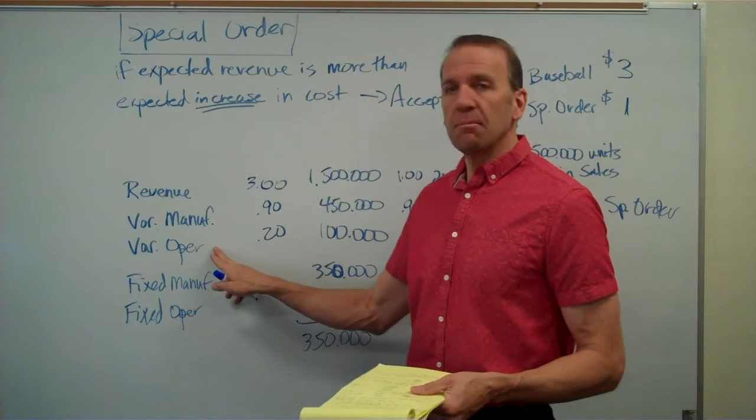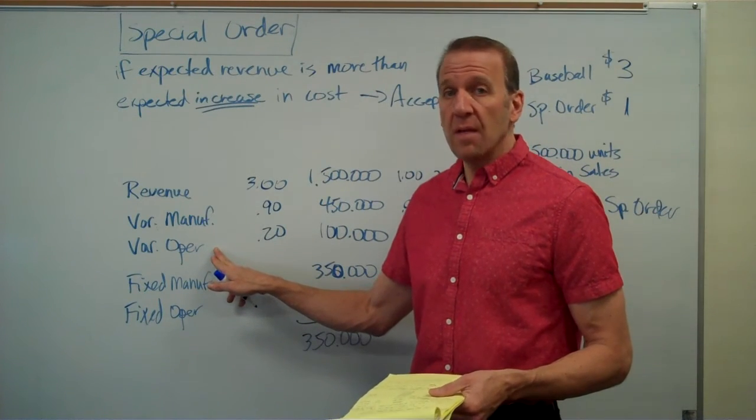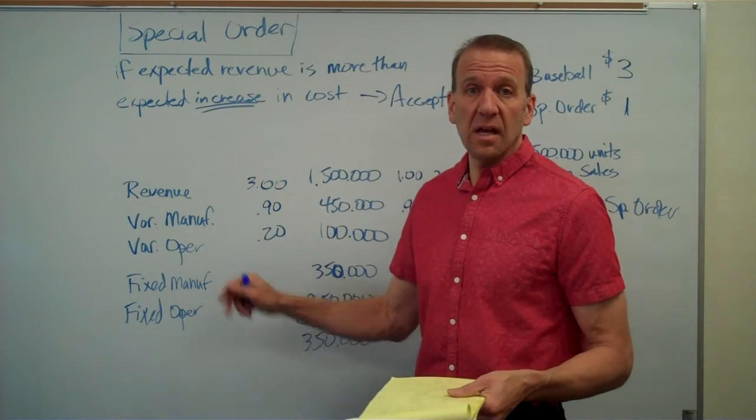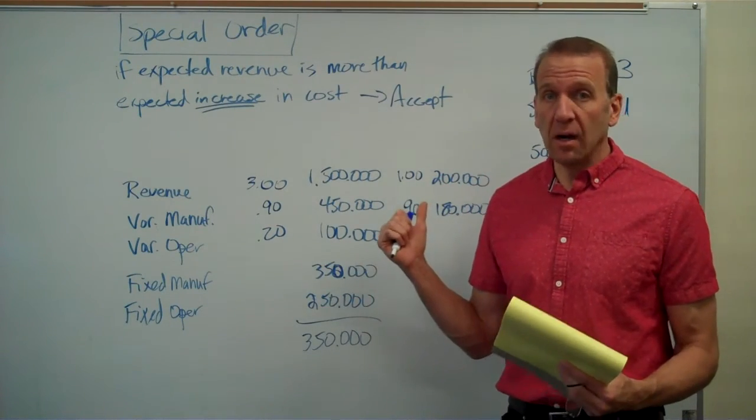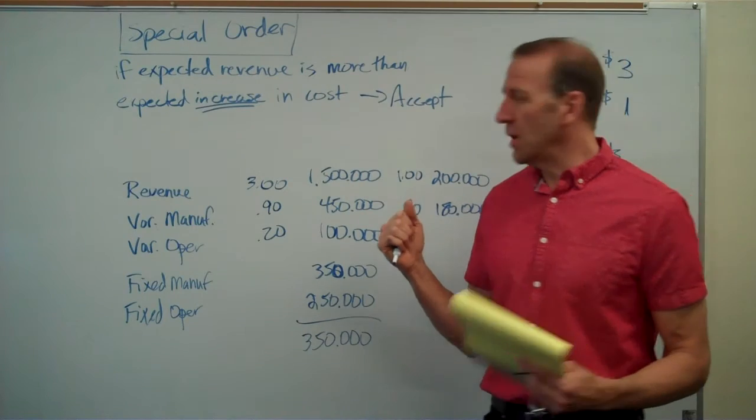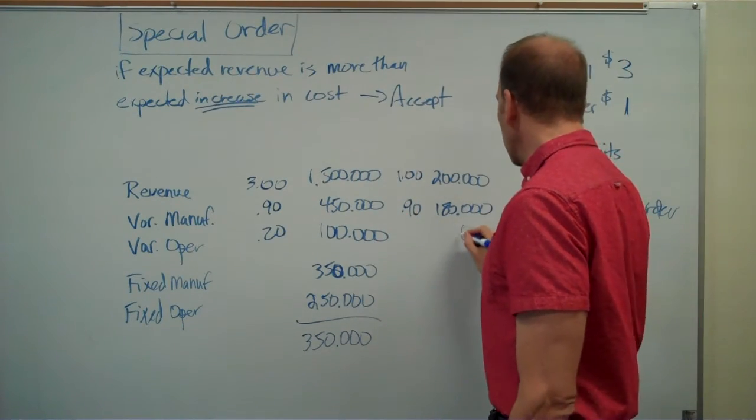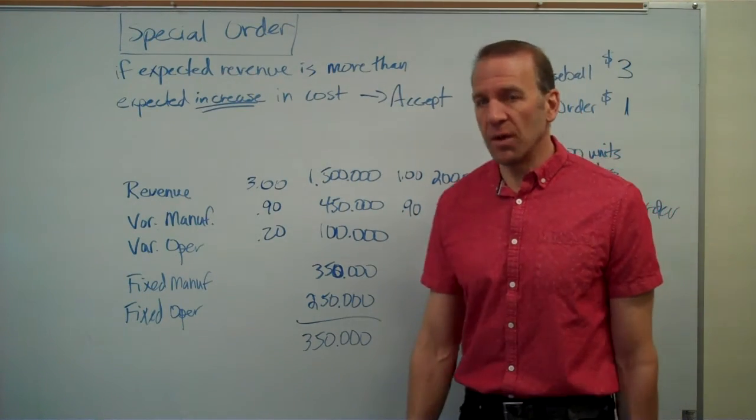Now, generally, our variable operating costs aren't incurred if we have a special order, okay? These are like our selling and administrative costs, all right? The special order isn't going to incur any selling and administrative costs. If they do, then we need to factor it in there. But for most situations, they don't. So that would be a non-factor. That would be 0. There's no cost associated with that.